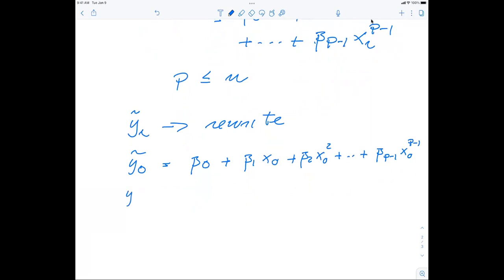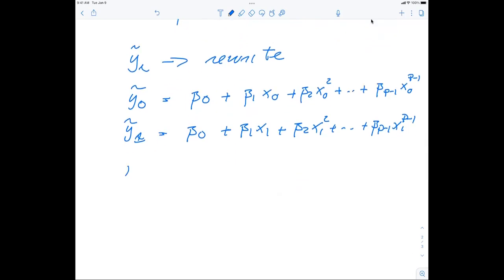And unsurprisingly, y1 is obviously beta 0 plus beta 1 x1 plus beta 2 x1 squared plus, and then beta p minus 1 of x1 to the power p minus 1. And then we can go down to the last data point, and we are assuming now that p is not the same as n.